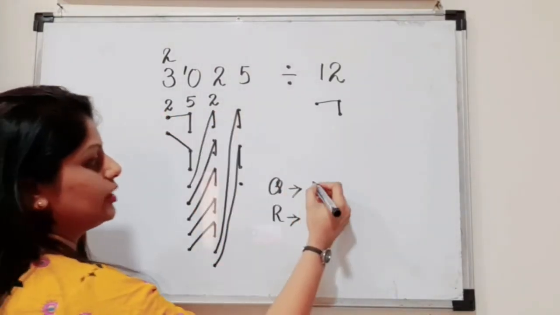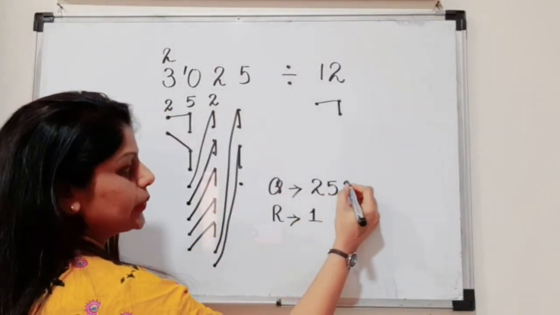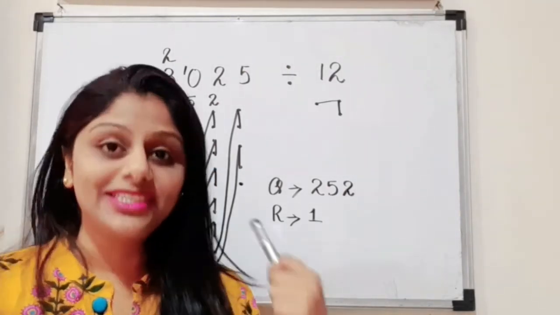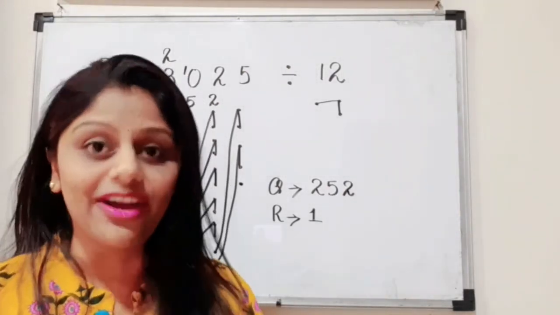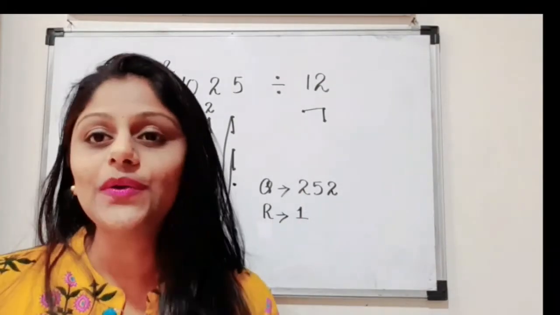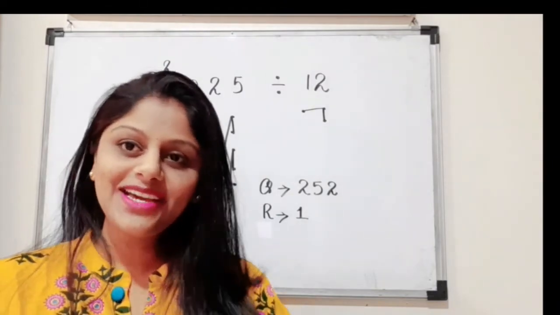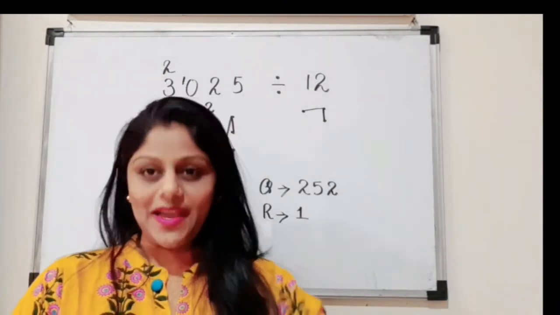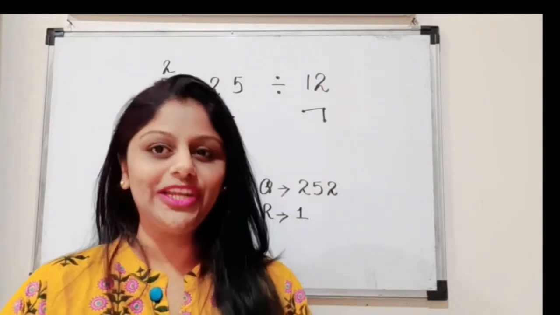2, 5 and 2, that is 252 is the quotient, and our remainder is number 1. You can take your calculators, check the answer, divide by any method and see the answer is the same, that is 252 is the quotient and 1 is the remainder. Therefore, our answer for 3025 divided by number 12 is 252.